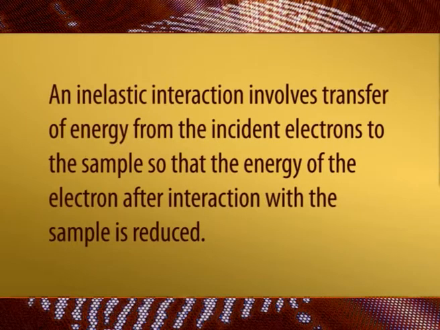However, the trajectory of the electron may change after interaction with the specimen. An inelastic interaction involves transfer of energy from the incident electrons to the sample, so that the energy of the electron after interaction with the sample is reduced. These scattered electrons are then transmitted through the remaining portions of the specimen and can be analyzed by using magnetic lenses to form a configuration of spots, each spot corresponding to a specific atomic spacing. This pattern can then yield information about the orientation, atomic arrangements and phases present in the area being examined.